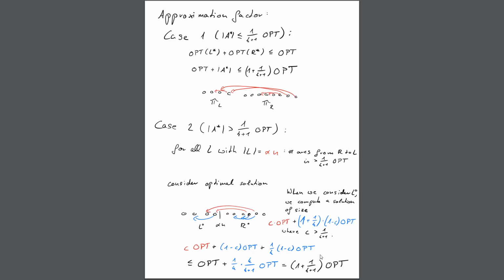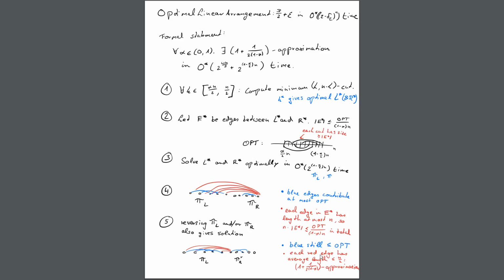Here we get an exponential time but faster than 2 to the n approximation scheme. The second example I want to talk about is the optimal linear arrangement problem, and here I want to give a 1.5 plus epsilon approximation better than 2 to the n, or faster than 2 to the n, in the undirected setting.